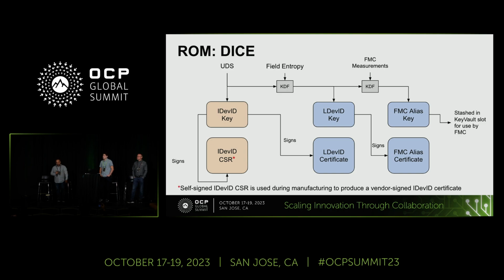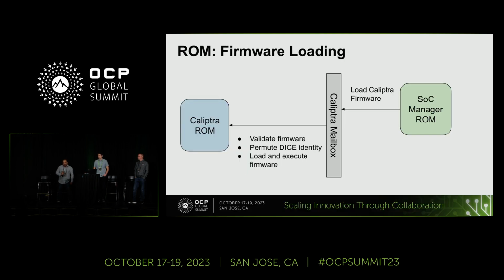This is the traditional DICE hierarchy. It shows how we have rendered it in Caliptra. So there's a UDS that leads to a derivation of an IDevID. And there's a CSR that's used for provisioning device identity at the manufacturer end. And there's an LDevID that's mixed with the field entropy, so that provides personalization for use cases beyond the manufacturer's lifetime, as well as FMC alias keys that are generated. So the ROM generates the keys as well as the certificate CSRs and the certificates that are needed for the subsequent phases.